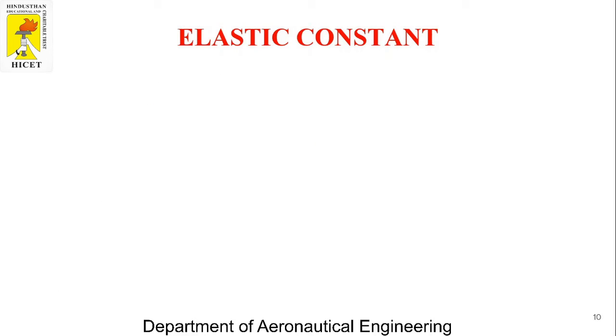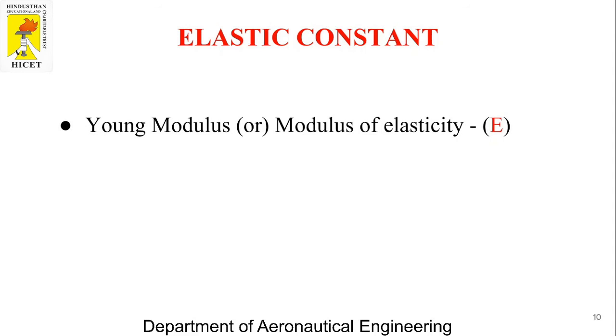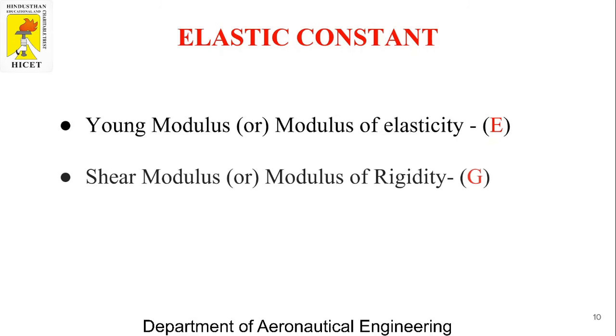The next one is elastic constants. There are three types of elastic constants. The first one is Young's modulus or modulus of elasticity, which is denoted by capital E. The second one is shear modulus or modulus of rigidity, denoted by capital G. And the third one is bulk modulus, which is denoted by K.